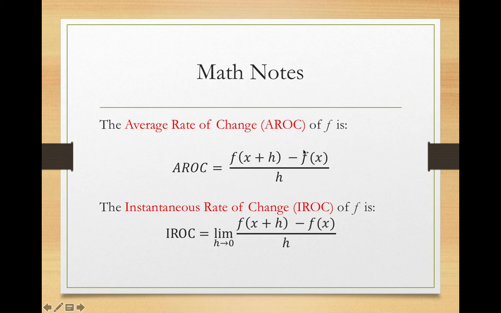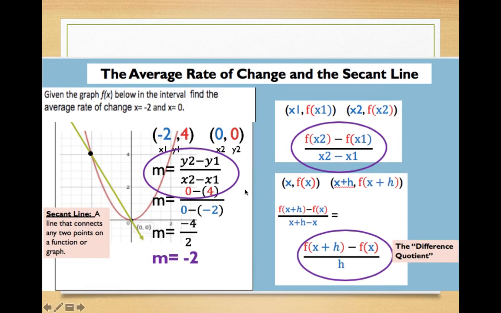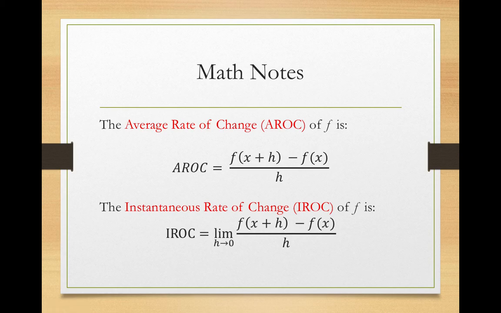So what is the average rate of change? The average rate of change is the slope of the secant line. This right here is the slope of the secant line. This is change in y over change in x. And again, all of these three formulas represent change in y over change in x. Now the instantaneous rate of change is when we're making h very, very small. See, h is approaching 0 and we use a limit.